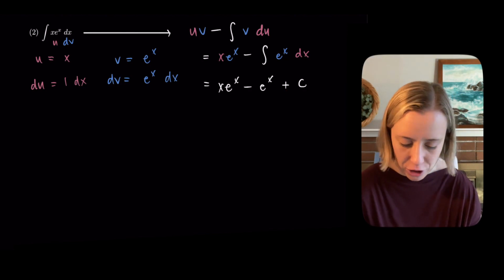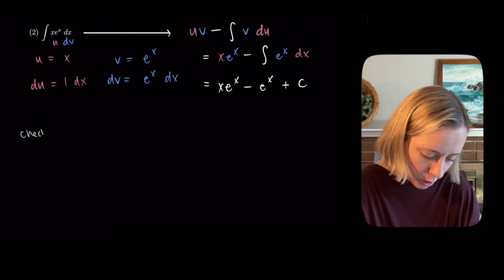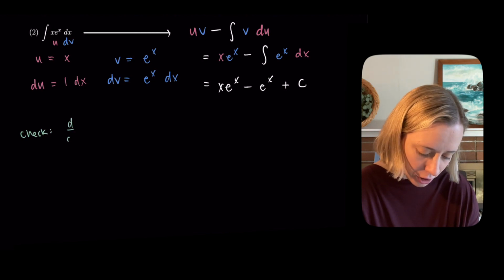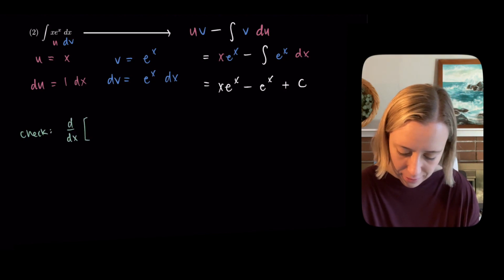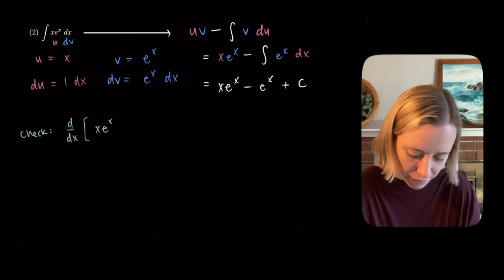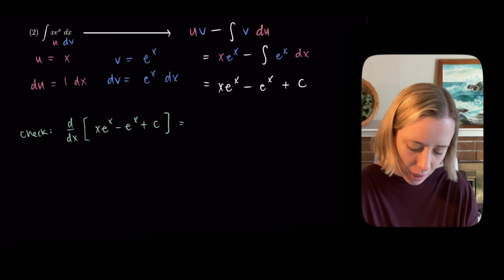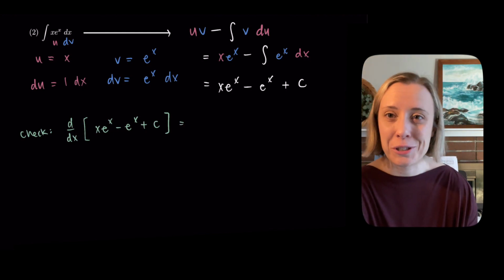All right, and we are going to check our work. We're going to check our work by taking the derivative of this, just to really make sure we know that we did it correctly. So we're taking the derivative of x e to the x minus e to the x plus c. You'll see we're using a product rule, which is a good sign.